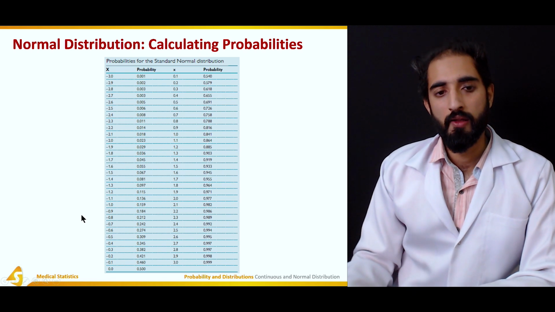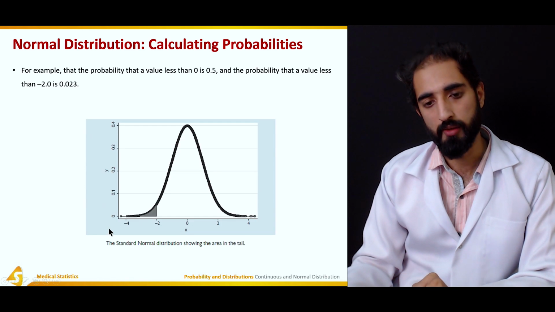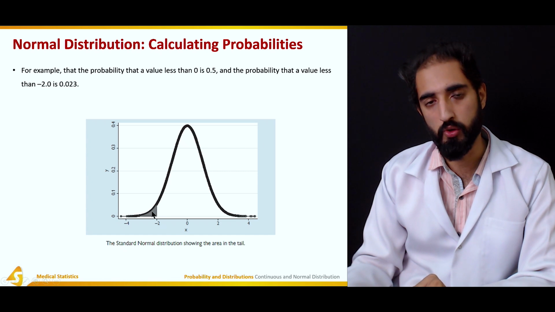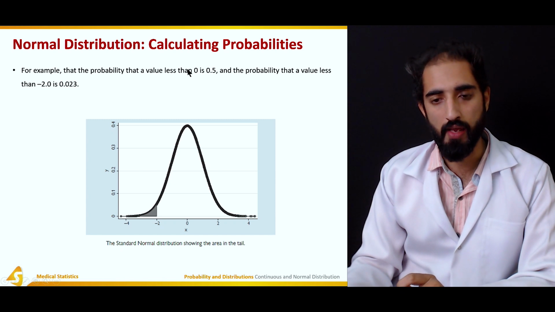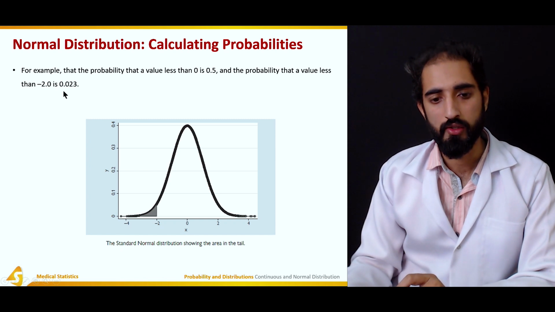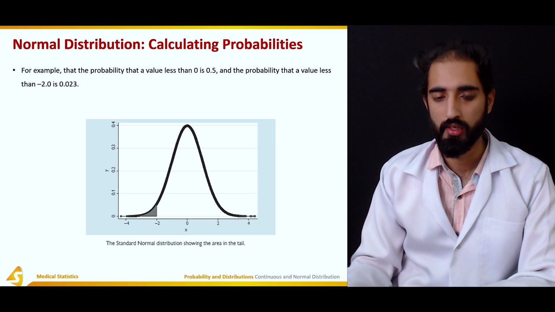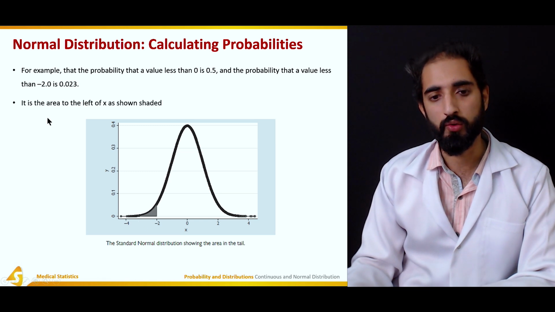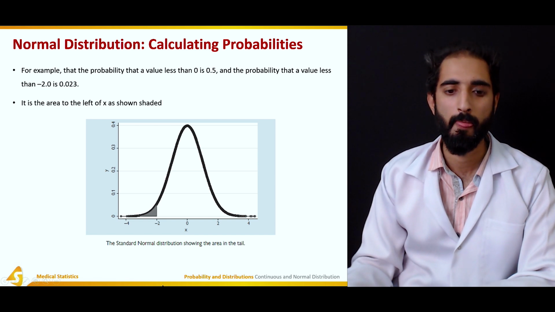So here we have a graph of the normal distribution and probability distribution, and here we are actually calculating the area to identify the distribution instead of just one number. So the probability of a value less than 0 is 0.5, and the probability of a value less than -2.0 is 0.23. So that's how we actually calculate it, by taking it as an area instead of a single bar or a single bin. It is the area to the left of x as shown. So this is the area that we are talking about.